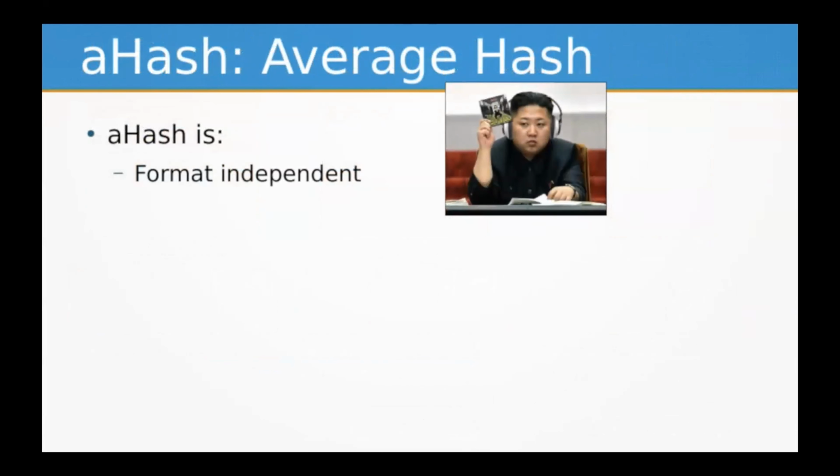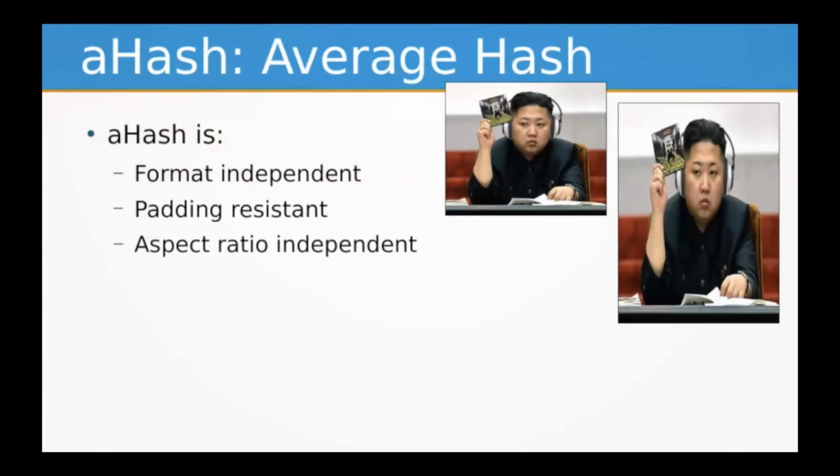Independent. The file can be a JPEG, PNG, WebP, or any other kind of image format, since the algorithm looks at the rendered pixels and not the file's encoding. aHash is also padding resistant, since any border around the image is removed. And aHash is aspect ratio independent, since it reduces the image to 8 by 8 pixels regardless of the aspect ratio. One of these pictures looks very elongated, but they both have the same perceptual hash value.